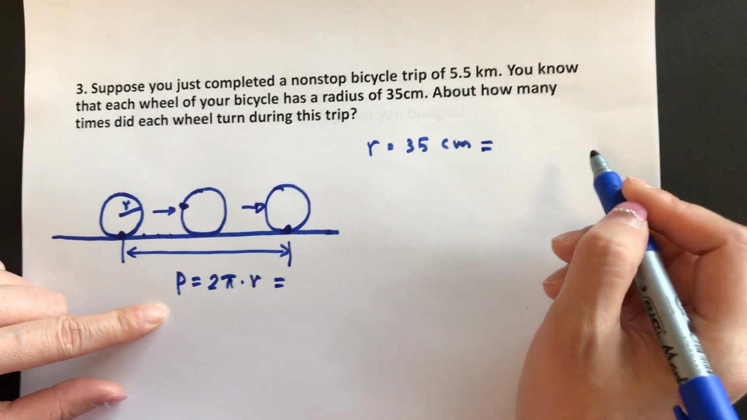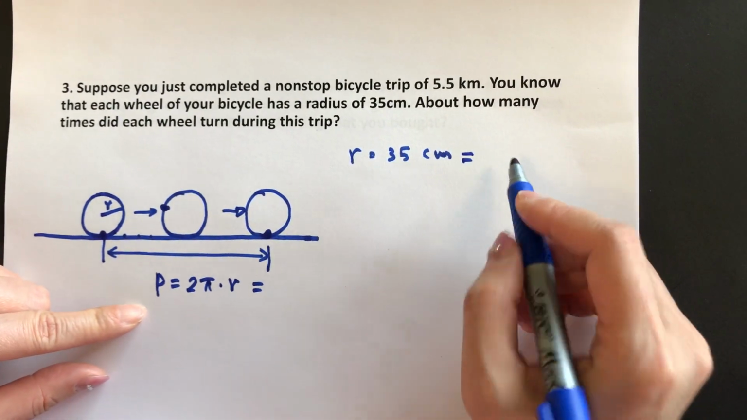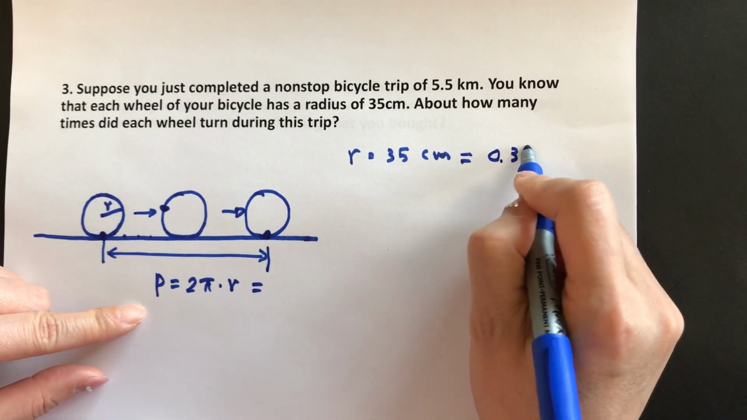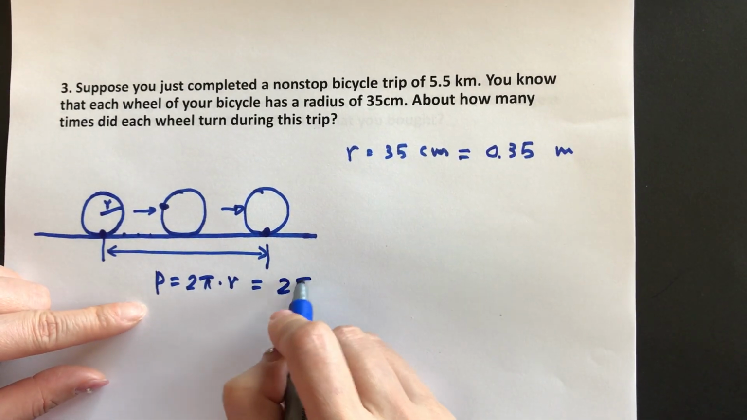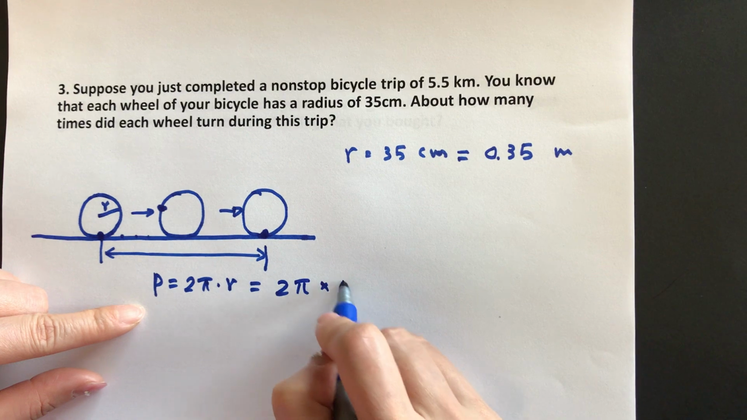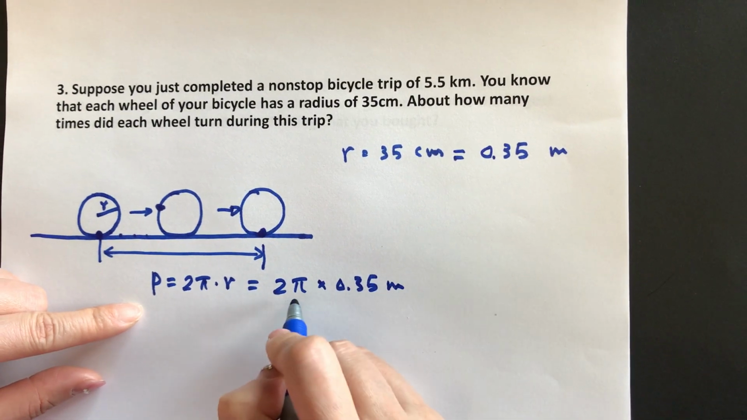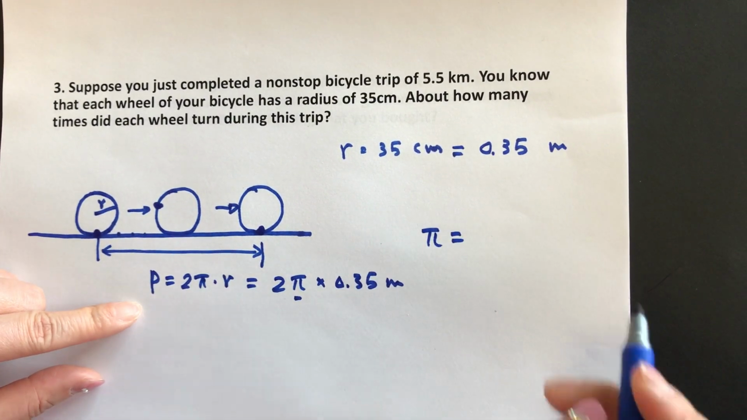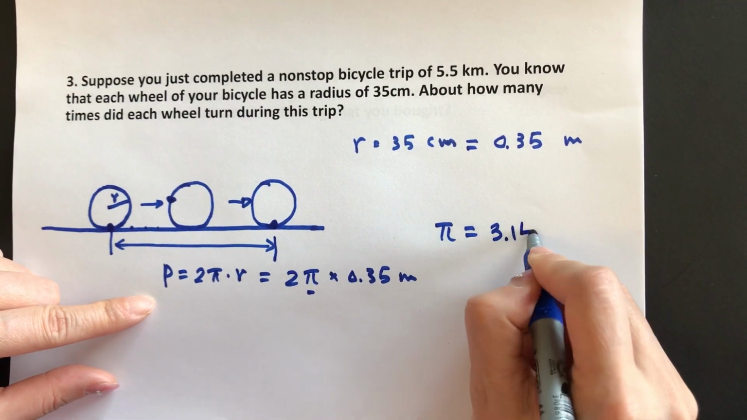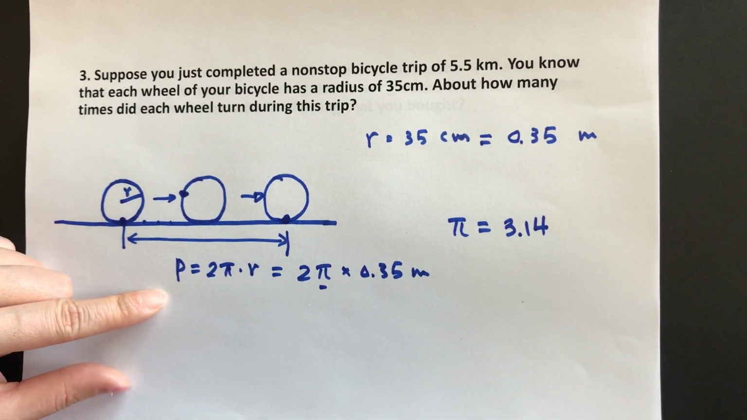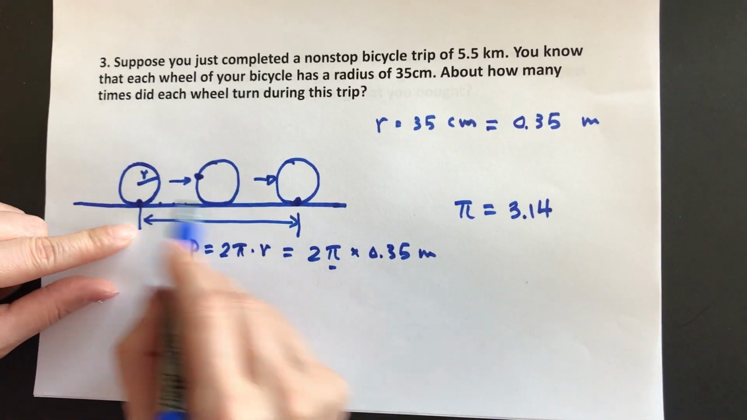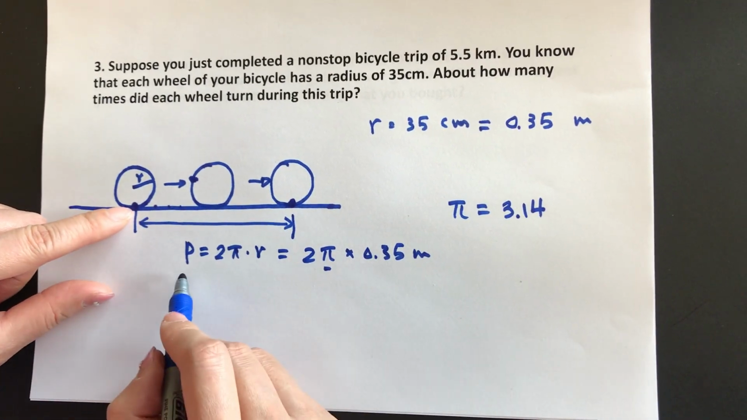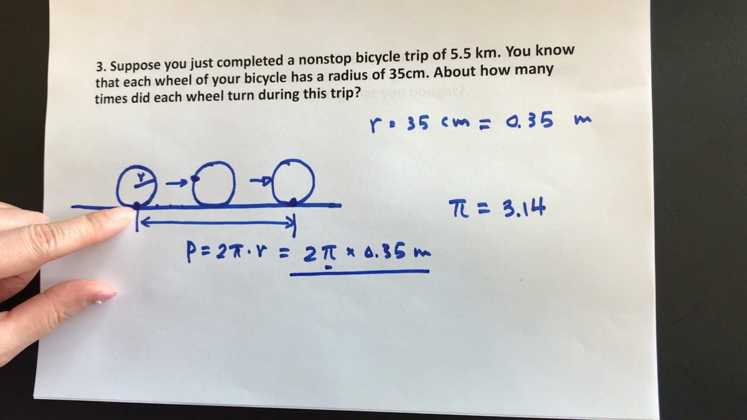35 centimeters equals to, there's a conversion that we need to do here, 0.35 meters. So the perimeter is 2 pi multiply 0.35 meters. Pi, we know, is a constant. We can use 3.14 to replace it. So one turn for the wheel to be on the ground is this many meters.